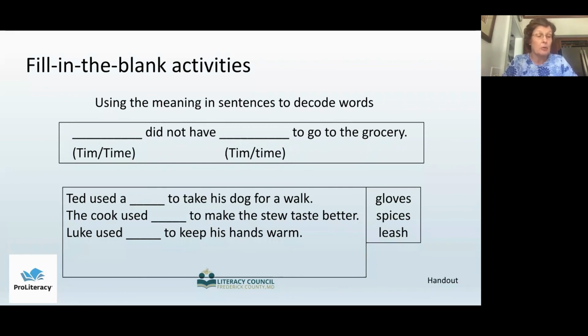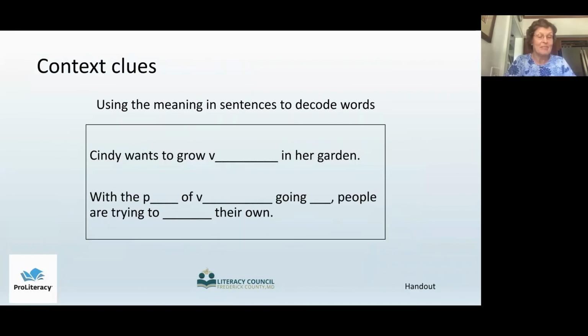The second example might be used with a higher level student. The student reads the sentence and then selects the word to fill in the blank. This one can be a little bit tricky. To use context clues effectively, students must recognize and understand enough of the rest of the words to help them with the words they don't know. Nouns and verbs are easier to fill in than prepositions or other small words.